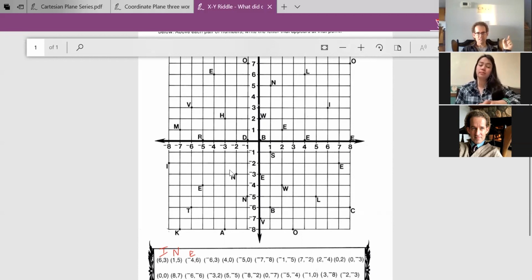And then -6, +3, I go to the left 6, and I go up 3, and I have a V. And then I have 4, 0. That means I go to the right 4, and I don't go up or down. I'm just right at 0, and that's the letter E there. So I'm going to put an E. And my next coordinate is -5, 0, so I go to the left 5, and I don't go up or down, and that's R.